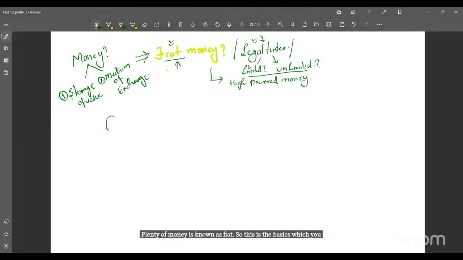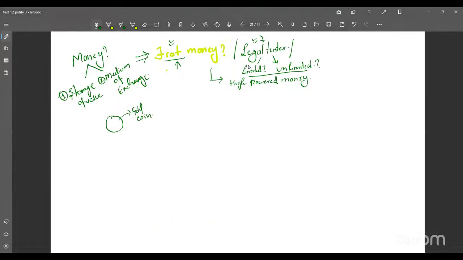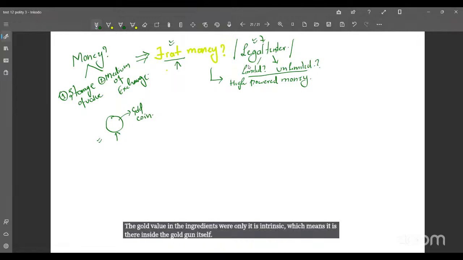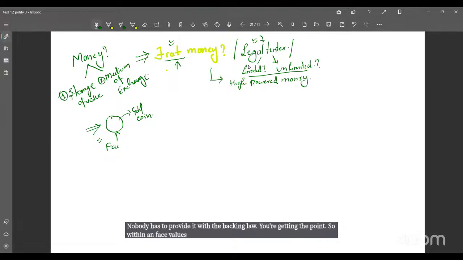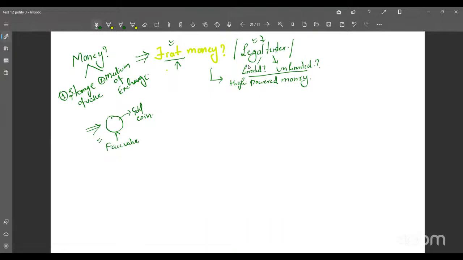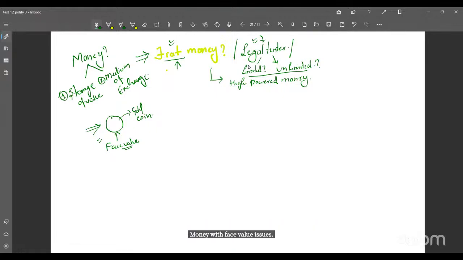See, let's say you take a gold coin. From where does this particular gold coin get its value? The gold coin's value comes from where? It is intrinsic, which means it is there inside the gold coin itself. Nobody has to provide it with a backing. Are you getting the point? This is what they call money with face value. That is, money has the value in itself.